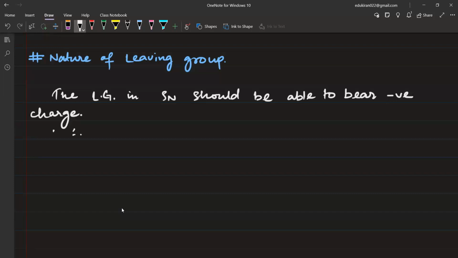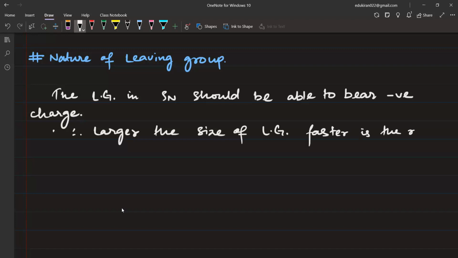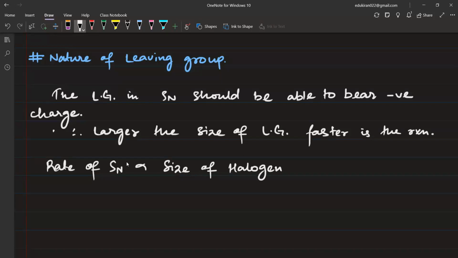So right, therefore larger the size of leaving group, faster is the reaction. Like rate of SN. And when I write rate of SN, it does not matter whether it is SN1 or SN2. In both the cases, directly proportional to size of halogen, because you are looking at haloalkanes.